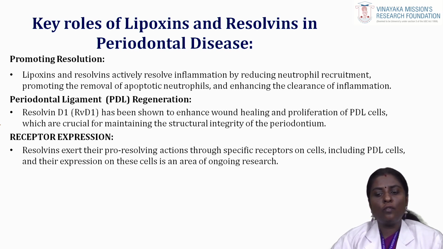by reducing neutrophil recruitment, which is very important in the inflammatory stage, and they promote the removal of apoptotic neutrophils and enhance the clearance of inflammation. Next one is, they promote periodontal ligament regeneration. How is it being done? It is by resolvin D1.